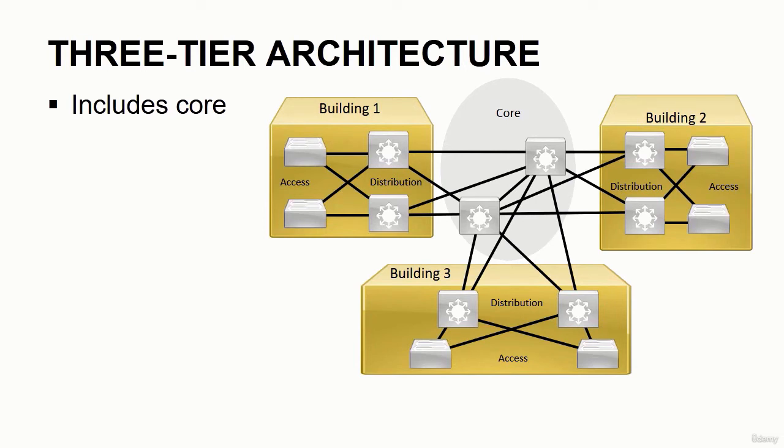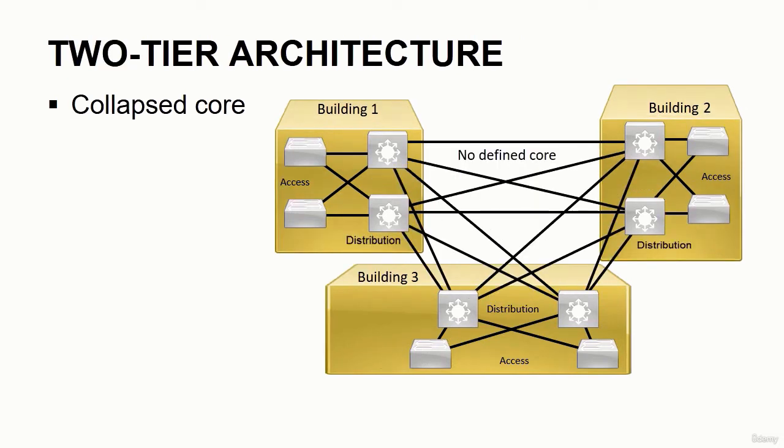What that means for user traffic is users in building 1, if they're going to communicate with users in building 3, their traffic has to go from their access layer in building 1 to their distribution switches, out to the core, and then from the core to the distribution switches in building 3, and then the access switches in building 3, and then to the end users in building 3.